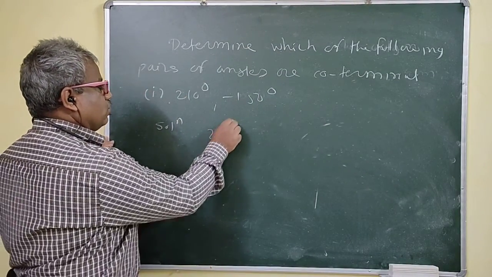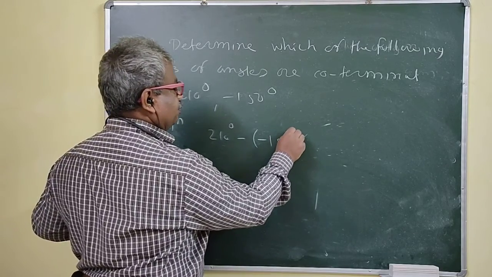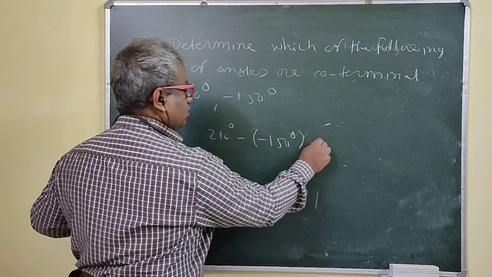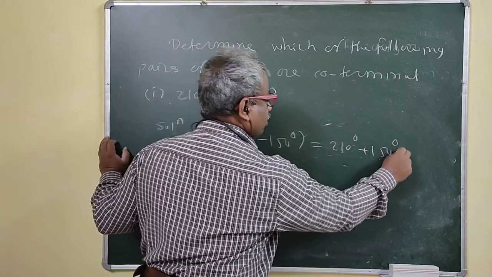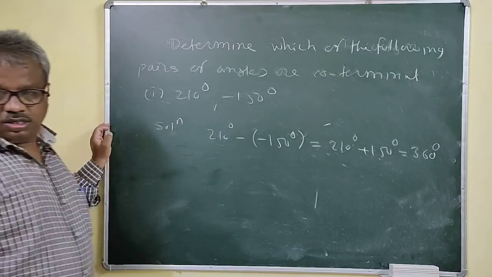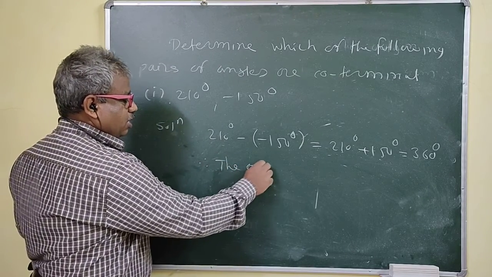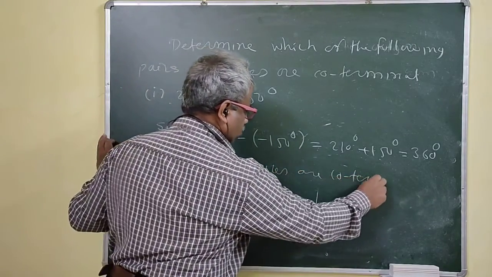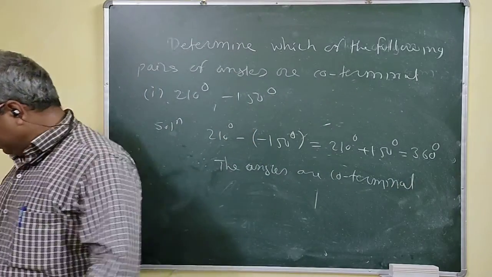So 210 degree minus 150 degree is equal to 210 degree plus 150 degree. So this is equal to 360 degree, right? So therefore the given angles are coterminal.